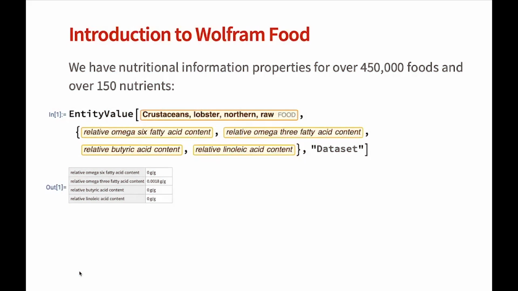So just to give a quick background on how food data works in the Wolfram language, we have close to 500,000 individual food data points in our database. And we hold information about over 150 nutrients for those foods. Here's a quick example of 4 of those nutrients and the way that you would access these using entity value.